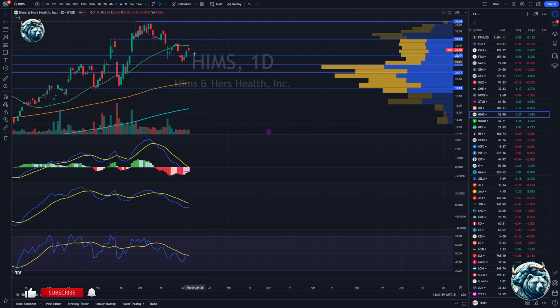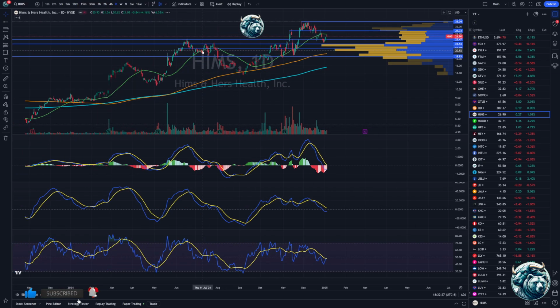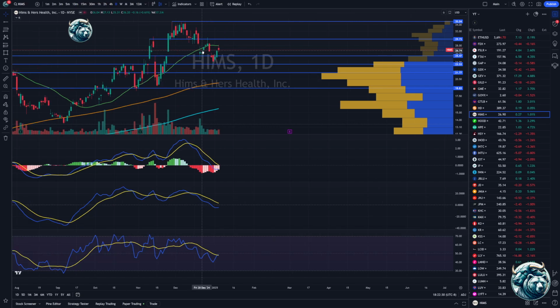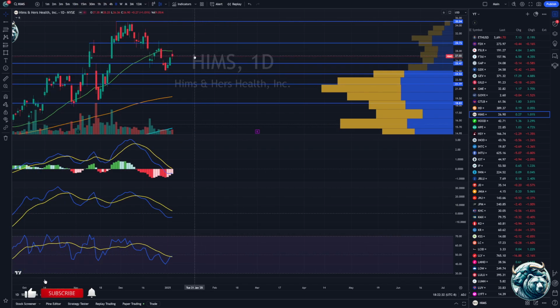So that's what I have for HIMS. I think that we can be in this range between 25.50 and 29.7, but I'm more inclined that we're gonna start moving to the upside. If we break 29.7, I might actually get a position, because then you're in better shape, or better positioned to go into all-time highs again. This looks pretty good in my opinion.